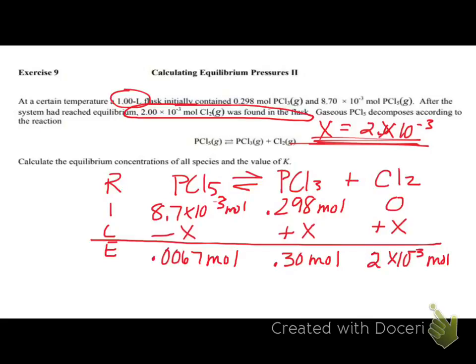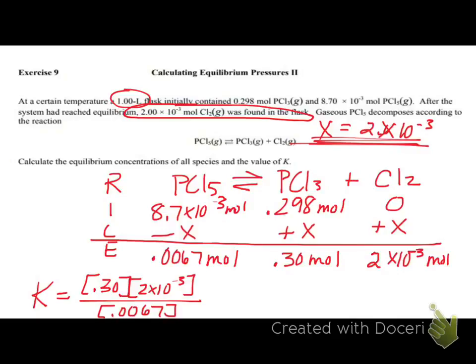So it wants me to calculate the equilibrium constant. So now I plug it in for K. Okay? So now I'm going to say we have 0.3 times 2 times 10 to the negative 3, and then divided by 0.0067. So I should get 8.96 times 10 to the second, which would mean K is, no, it's a negative. It's negative. Sorry.